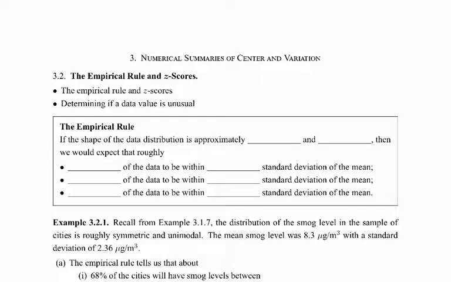Hi everyone. Today we're continuing with Chapter 3 and we're looking at Section 3.2. The title of the section is Empirical Rule and Z-scores. In this section we're really going to focus on other ways we can analyze symmetric distributions. So that's really our focus in this section: symmetric distributions.